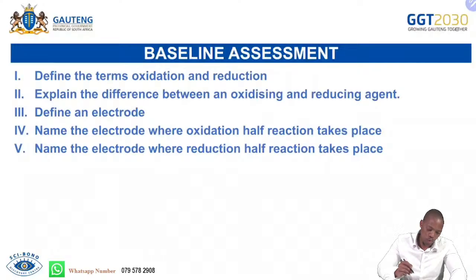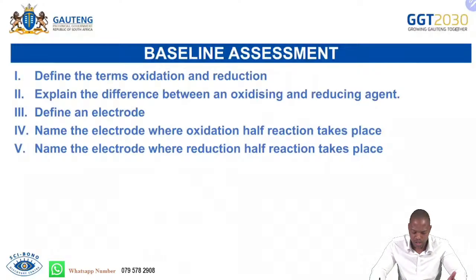The first question will be: define the term oxidation and reduction. Right from the top of your head, you should be able to define that. And the second question would be: explain the difference between an oxidizing and a reducing agent. Can you do that? And the third question that you should be asking yourself is: can you define an electrode?